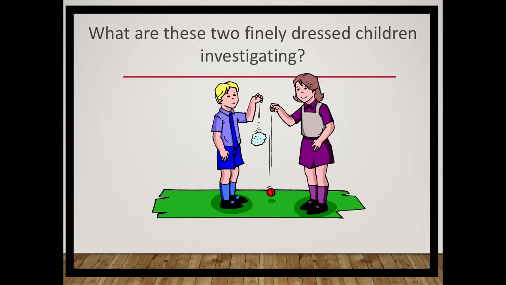What are these two finely dressed children investigating? Well, one's dropping paper, one's dropping a bouncy ball. They might be investigating gravity. You might say, which object will fall faster? You might have said before, who can run faster? Well, what is their hypothesis? Well, they might be predicting and saying, I think a bouncy ball drops faster than paper.